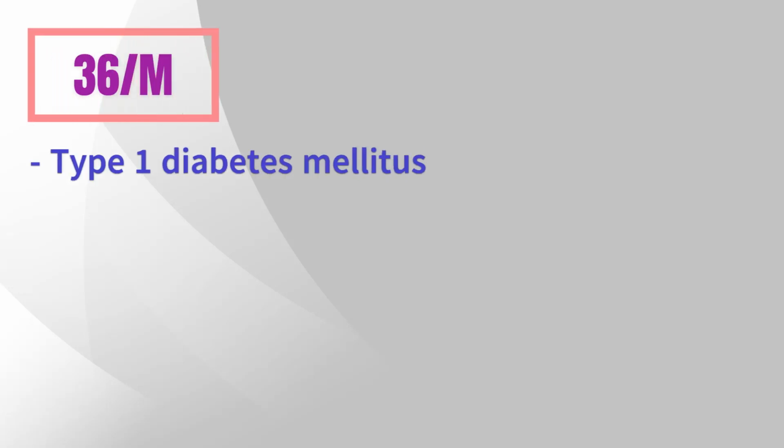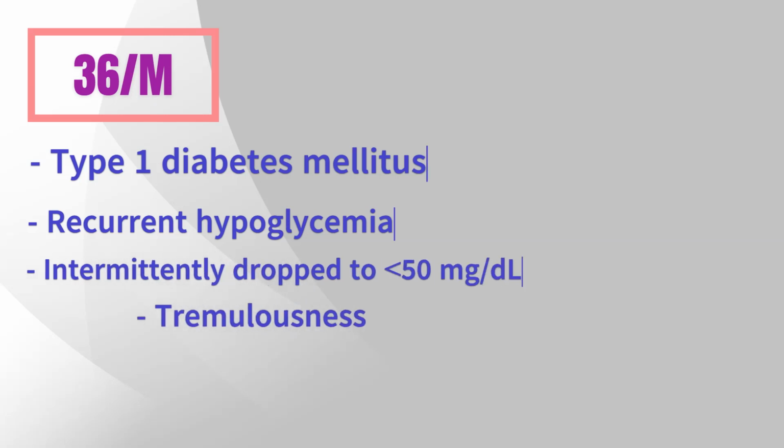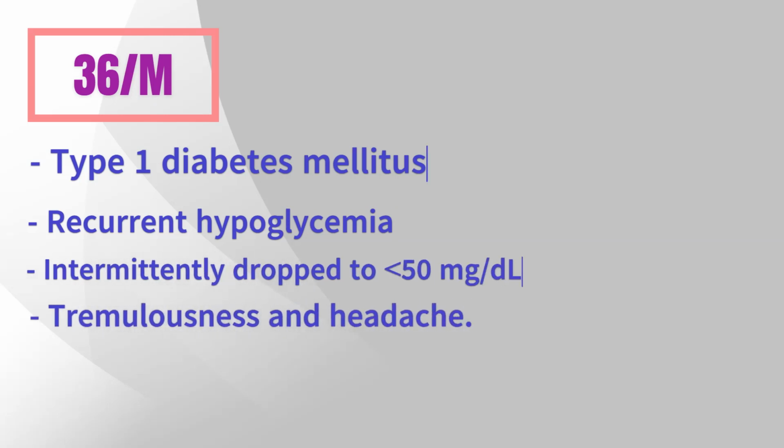The case scenario is: a 36-year-old man with type 1 diabetes mellitus comes to the office due to recurrent hypoglycemic episodes. He previously had difficulty controlling his high blood glucose levels, but over the past several weeks his blood glucose has intermittently dropped to less than 50 mg per deciliter with accompanying symptoms of tremulousness and headache. There have been no recent changes in his diet, activity level, insulin dosage, or other medical therapy.